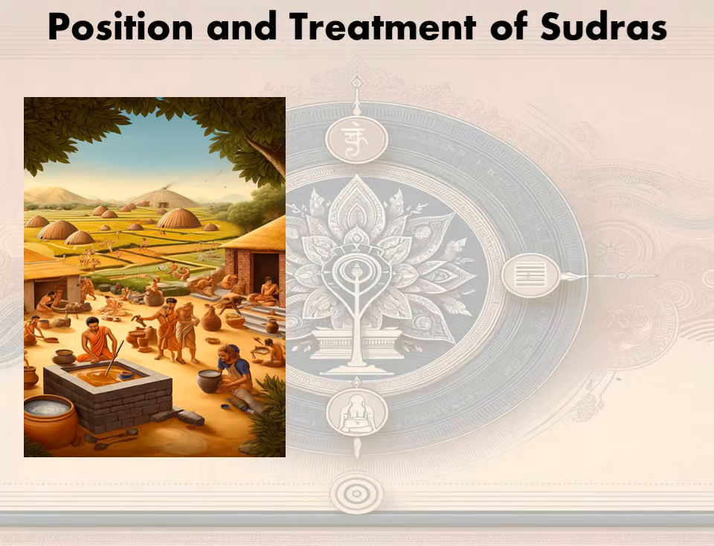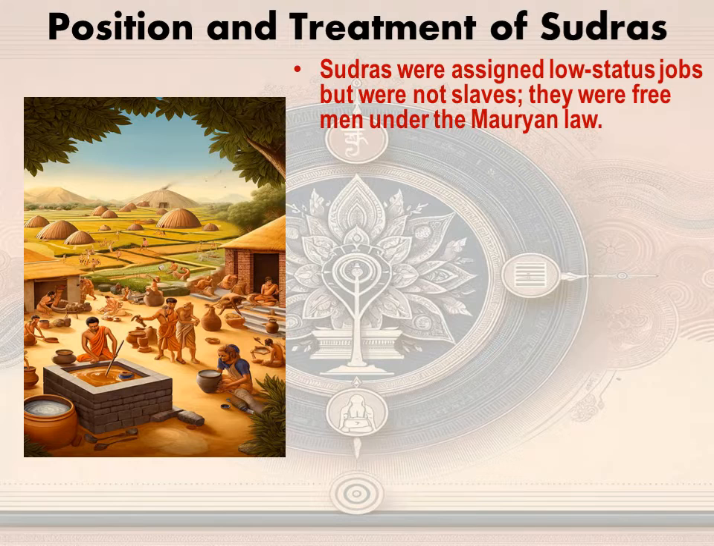Now, position and treatment of Shudras. Shudras are considered to be the last in the hierarchy of the four Varnas. And what was their position and how were they treated in the Mauryan culture? Shudras were assigned low status jobs but were not slaves.